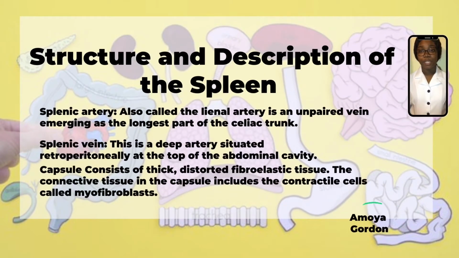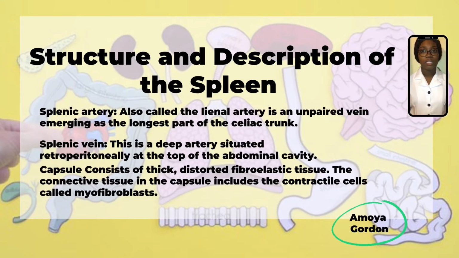Structure and description of the spleen. The splenic artery, also called the lienal artery, is an unpaired vessel emerging as the longest part of the celiac trunk. Splenic vein. This is a deep vessel situated retroperitoneally at the top of the abdominal cavity.